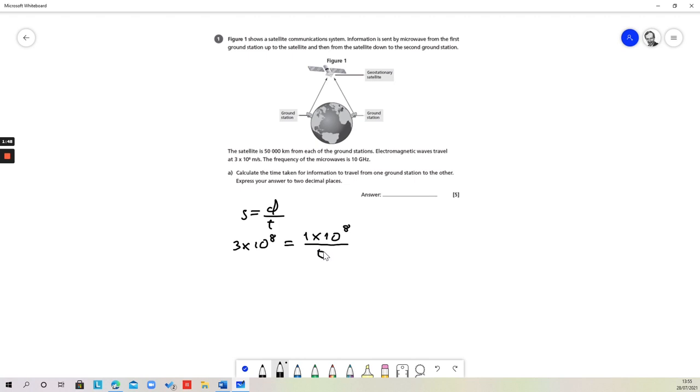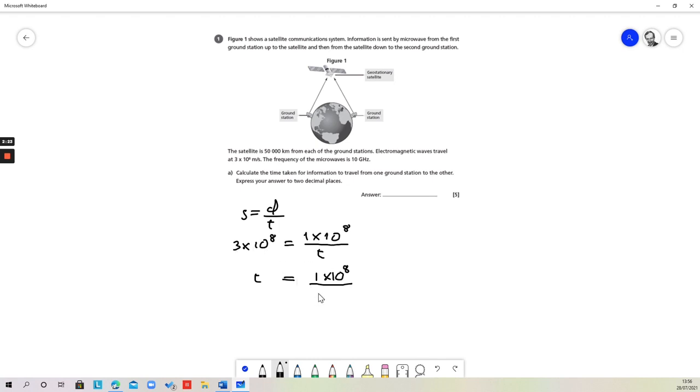And then that is divided by time. So as to calculate time, time needs to come over to the left hand side. So it was in the denominator on the right hand side. It'll now be in the numerator on the left hand side. So we've got t there, and then over on this side we've got the 1 times 10 to the power 8, and that's the distance in meters, and that's going to be divided by the 3 times 10 to the 8.